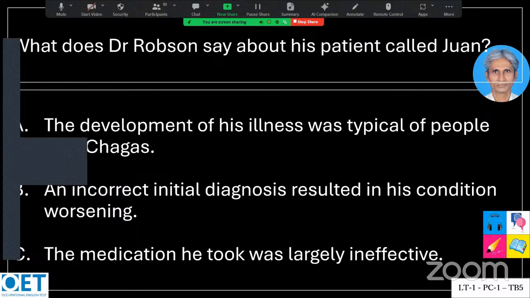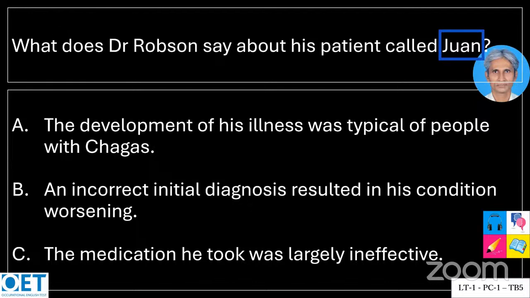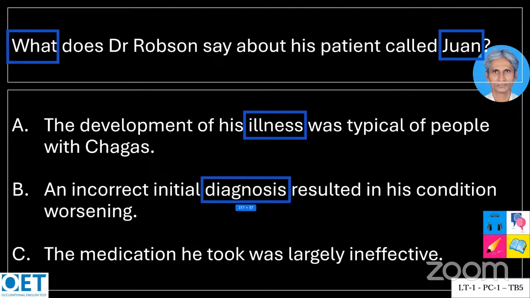Now, what does Dr. Robson say about his patient called Yuan? What does the doctor say? The development of his illness was typical of people with Chagas. So the problem is with illness. Next one, an incorrect initial diagnosis resulted in his condition worsening. So diagnosis is the problem here.